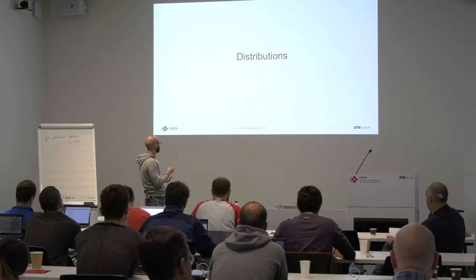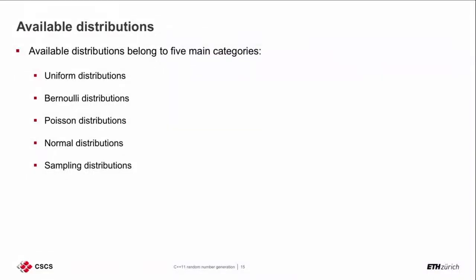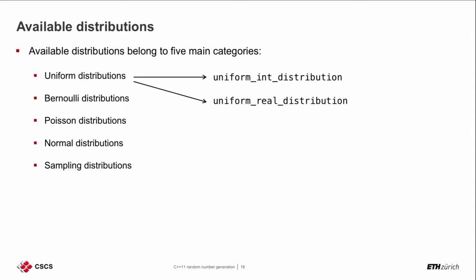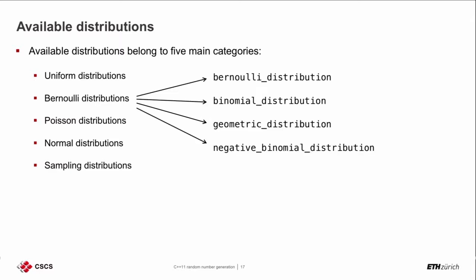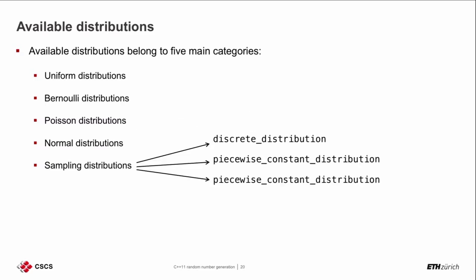And let's move to the distributions. There is a long list of available distributions that can be used with these generators, so you can get all these possible generations. You have a uniform distribution with integer or real numbers. You have the Bernoulli distribution, Poisson, normal distribution, or sampling distribution. So it's a quite long list, and I guess that you can find what you need in it.